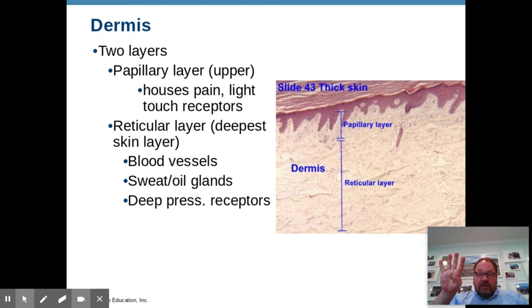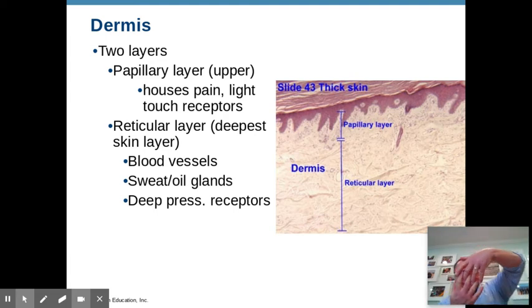Papilla means finger. So the papillary layer is noticeable because you see how it's sort of wavy like this? So there are a couple things about that. In the papillary layer, we have light touch receptors, which makes sense. That's near the surface of the skin, so that if you have very light touch, those receptors are near the surface of the skin, so it's easier to detect. Now, why is the papillary layer wavy like that?